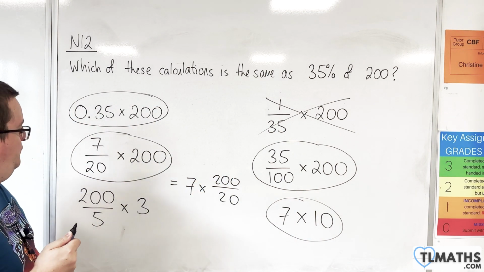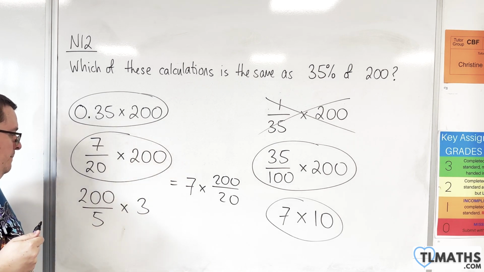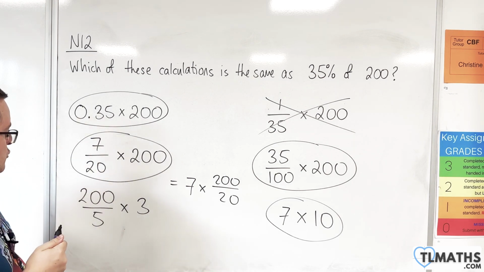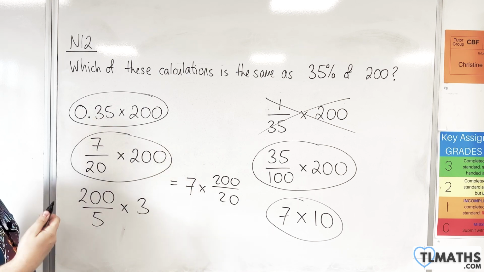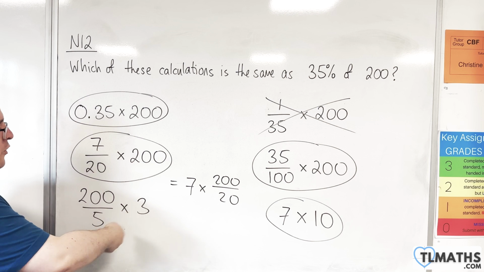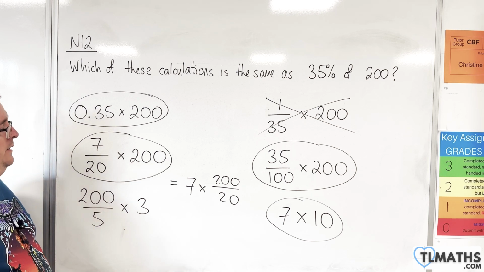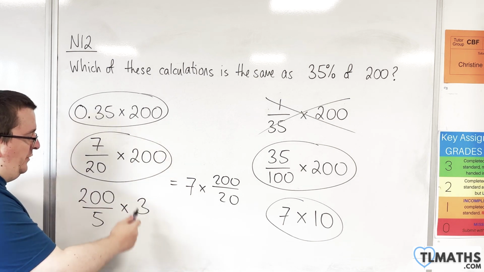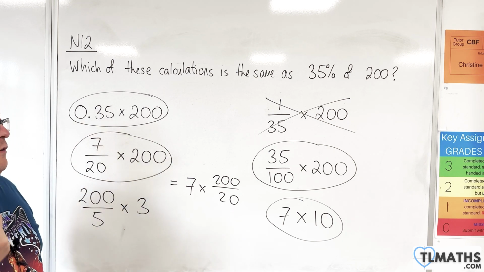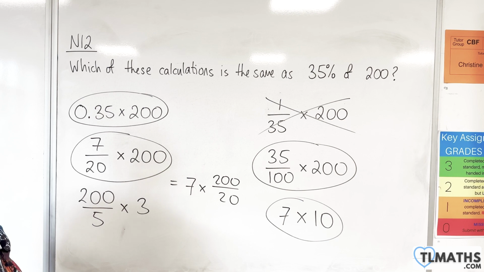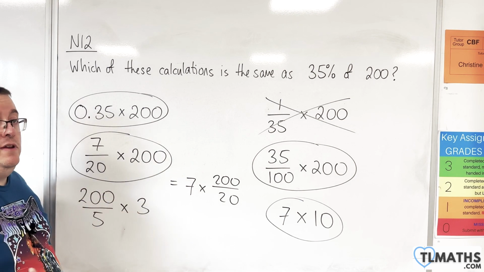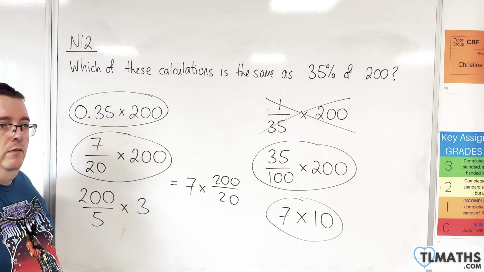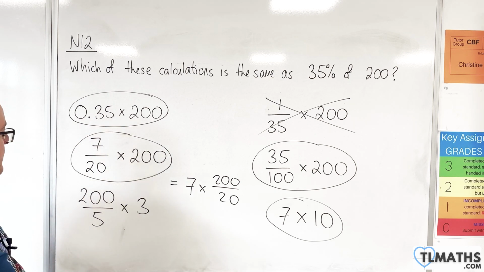Now, where has this one come from? Well, 200 over 5 times by 3. Well, this is coming from just a general mixture of using 35 and splitting it up into the 3 and the 5. And this is showing a misconception of what finding 35% actually is. It would be the same if you were saying, well, 35% is 3/5, but it's not. Okay, 35% is not 3/5.